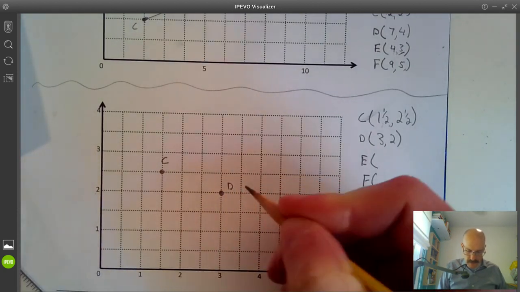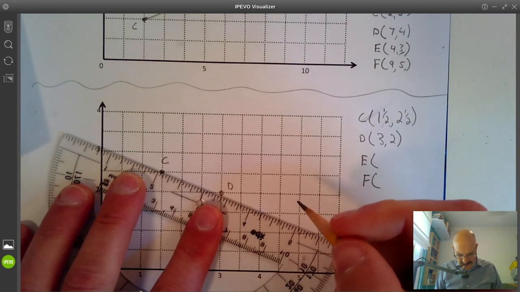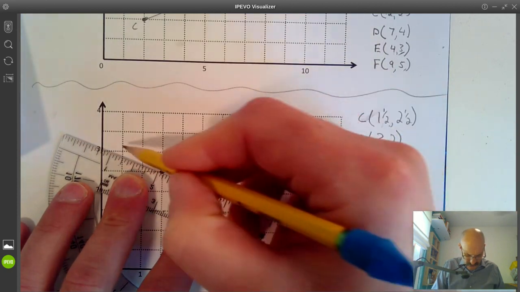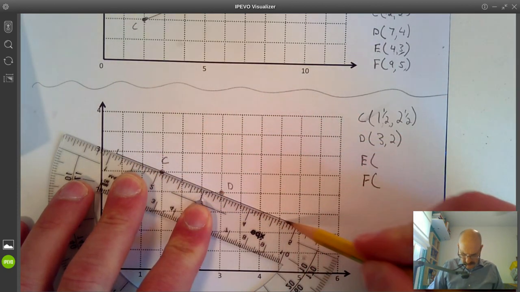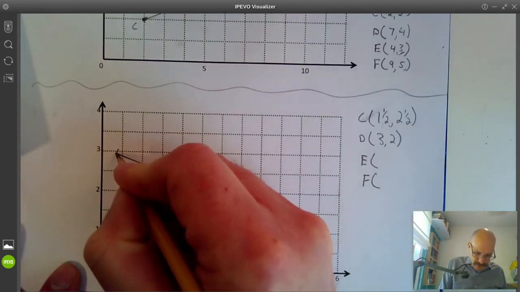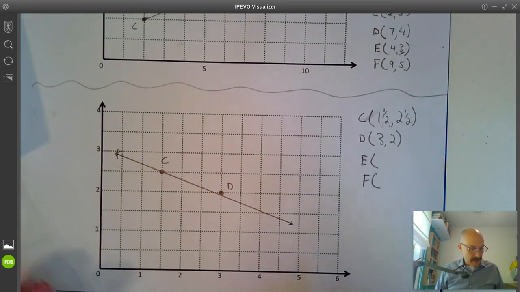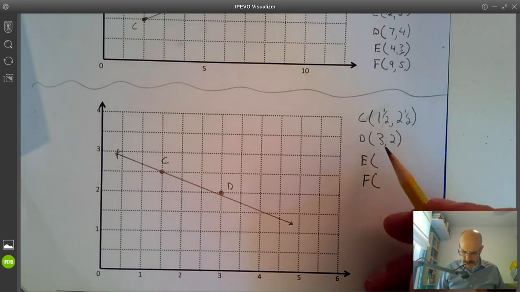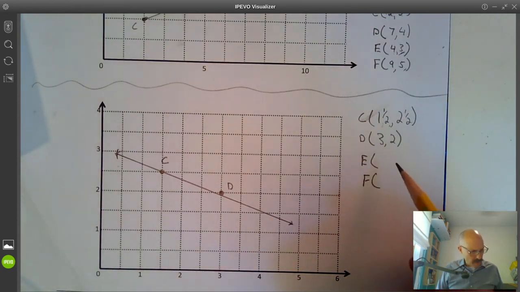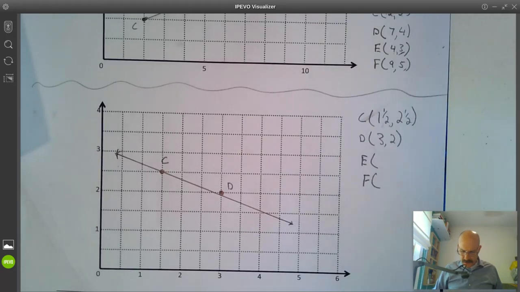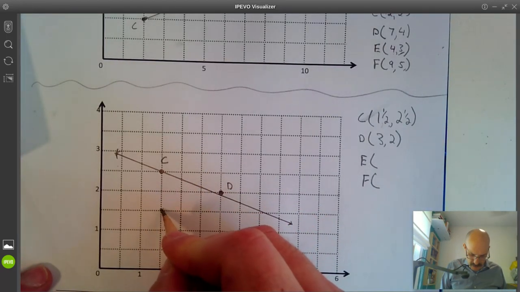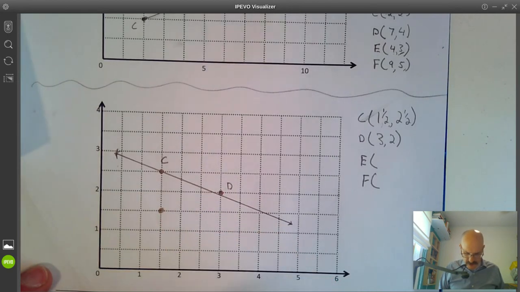There's point D. And since this is a line, I'm going to go right through the points. It's a little bit low, but so there's a line CD. And let's see if we can make parallel points E and F. So I'm going to go down here for E. Let's make a point there for E. And now where's F going to be?